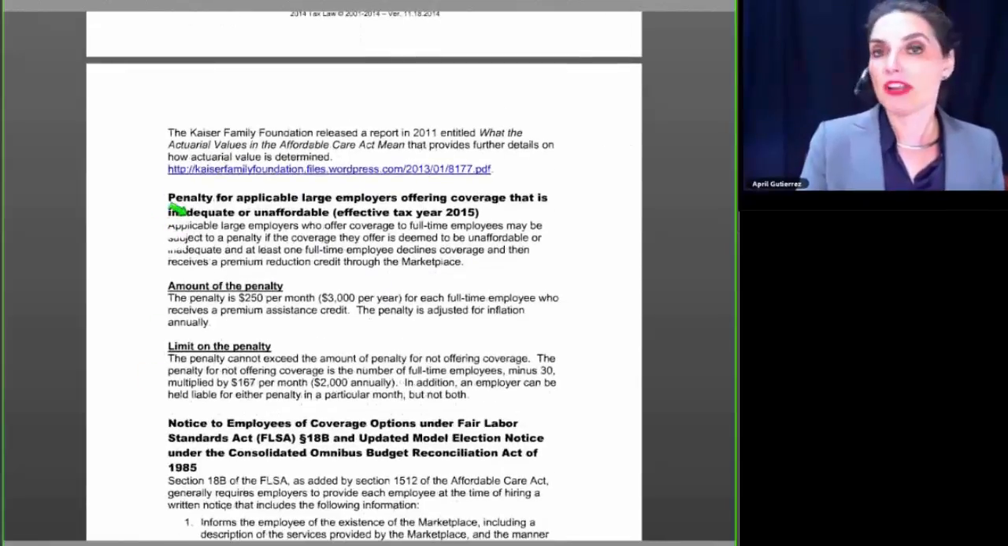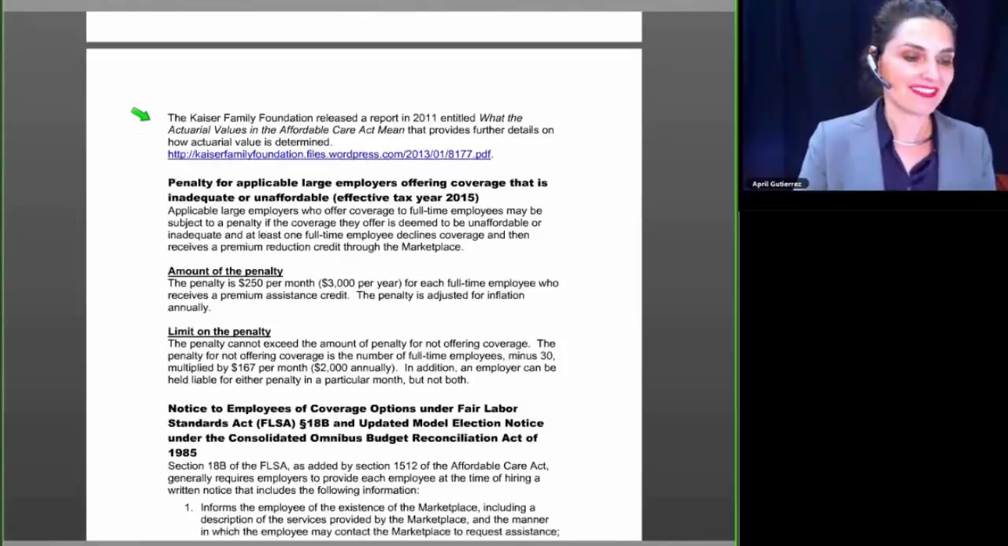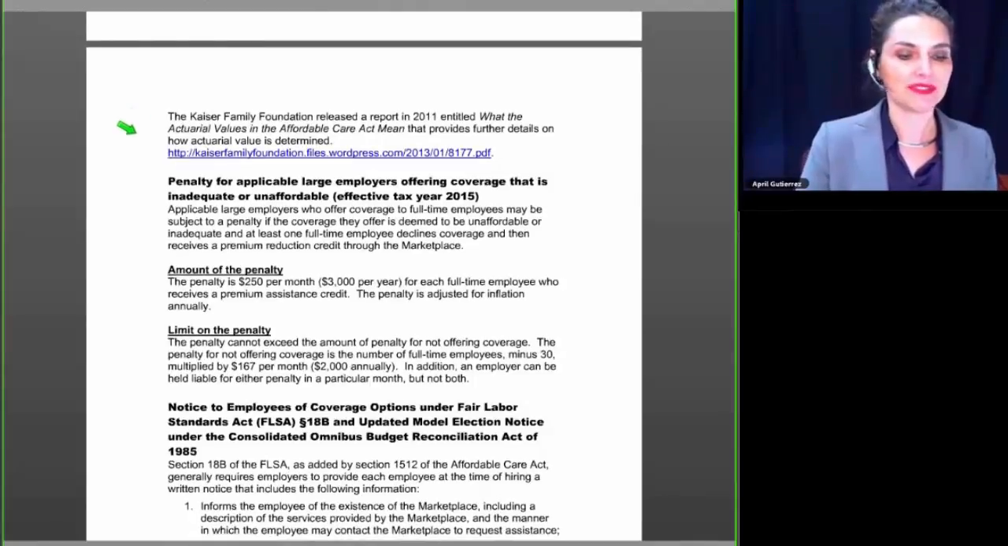Now, if you really want to get into actuarial values, because this is a real big issue to you and you want to study it and get to know it cold, I can provide you with a reference provided by Kaiser Family Foundation. I have a link to it here. It's a document entitled, What Do the Actuarial Values in the Affordable Care Act Mean? You can go there and read about it.